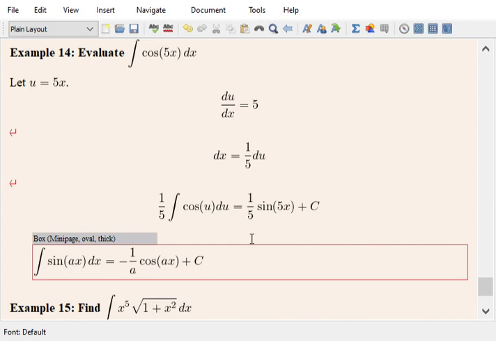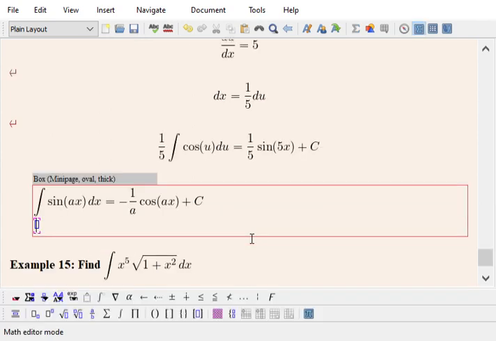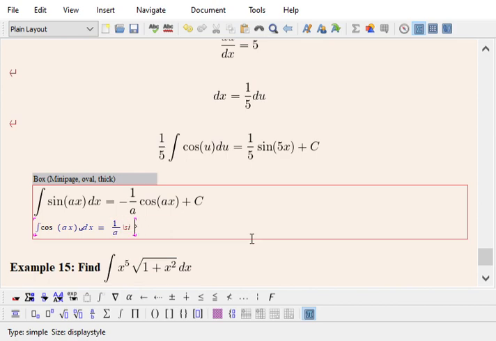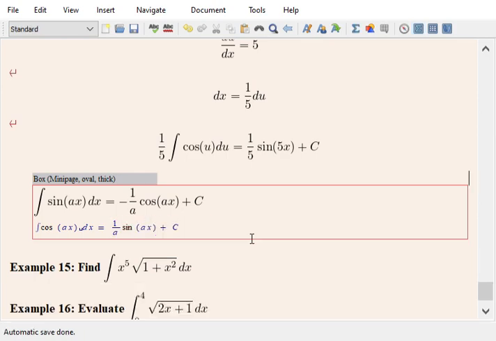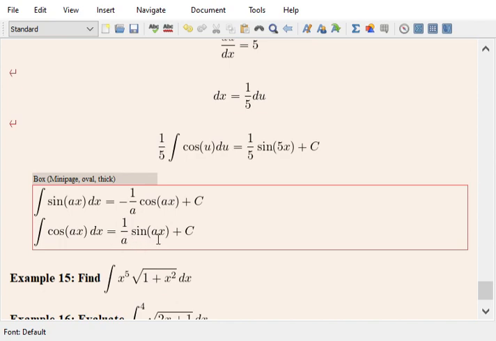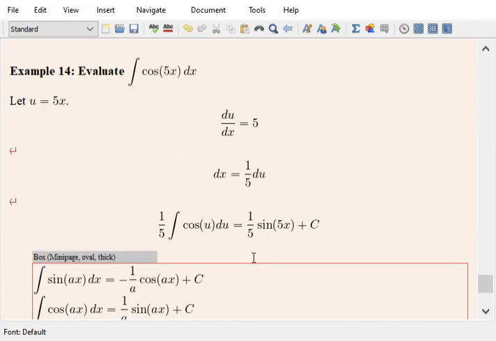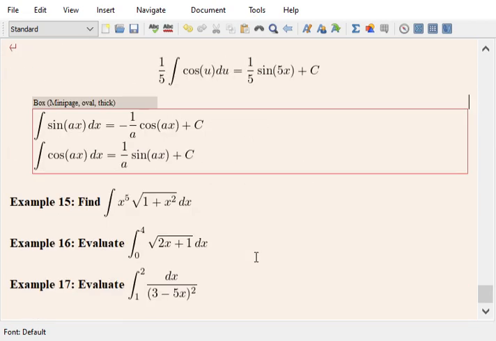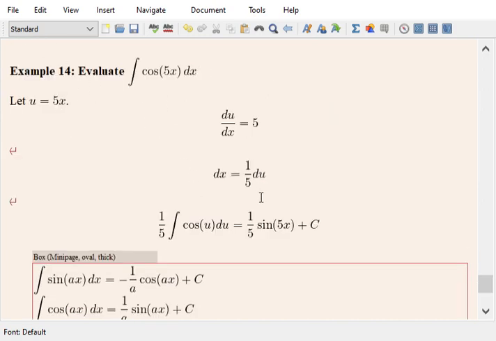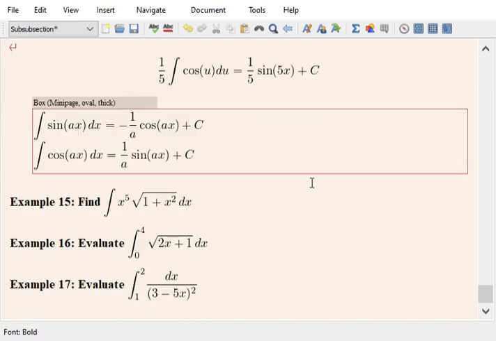And similarly, a similar thing happens in the case of the cosine. So integral cosine ax dx is equal to 1 over a sine ax. So it's this latter form that we just computed where a is equal to 5. So these two facts I think are worth remembering because they are going to come up somewhat often. And if you don't just remember these, then you're going to have to do a u substitution every single time. And then that's just a waste of time ultimately.